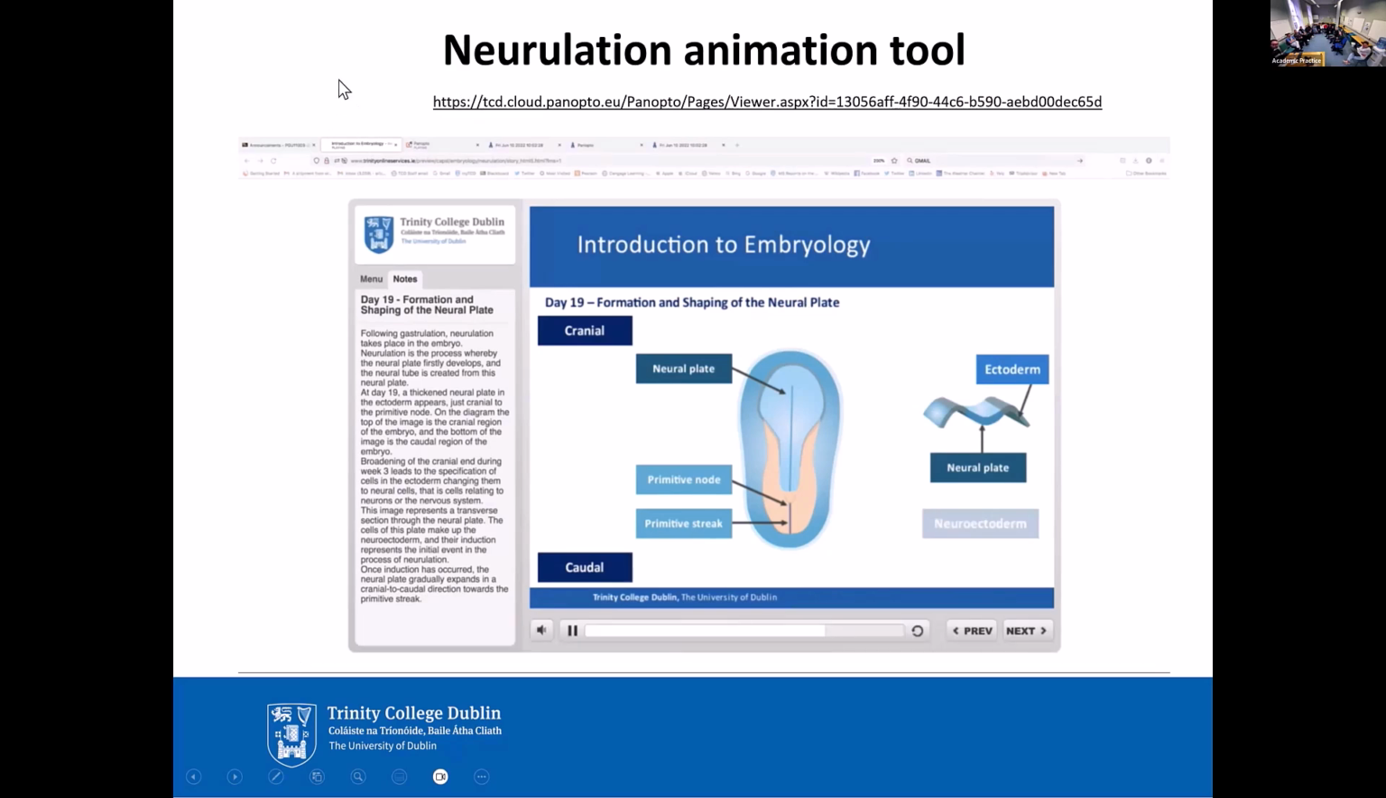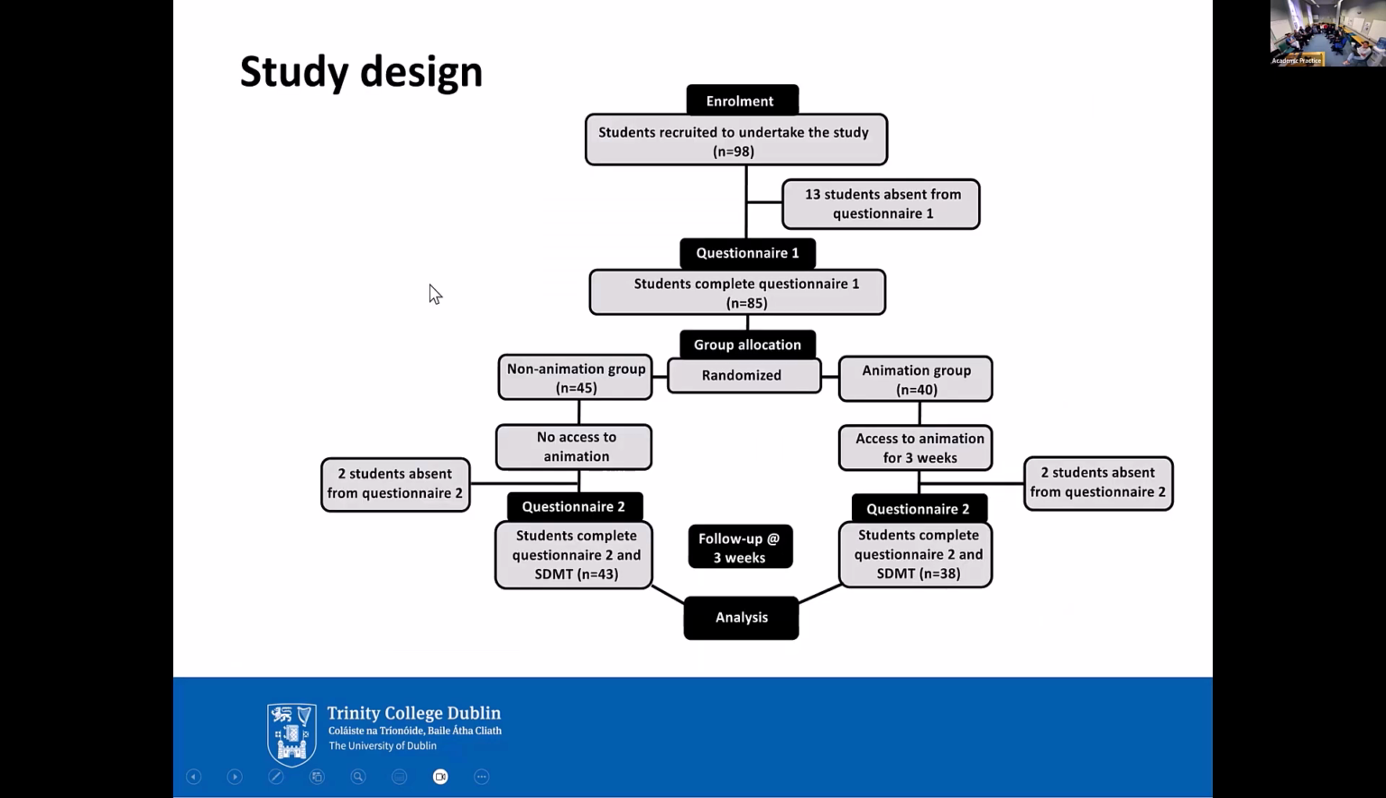Right. So what we did, we designed the study. We did the study over 3 years with first year human health and disease students, where they undertook a questionnaire at the beginning of the study on their embryology knowledge. And then I randomized them to a non-animation group on the left and an animation group on the right. The non-animation group just had lecture content, just listening to me. And on the right, the animation group had these tools on Blackboard for 3 weeks, and then both groups completed post questionnaires.